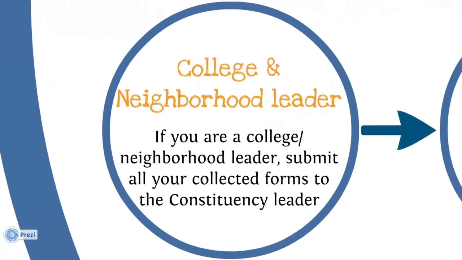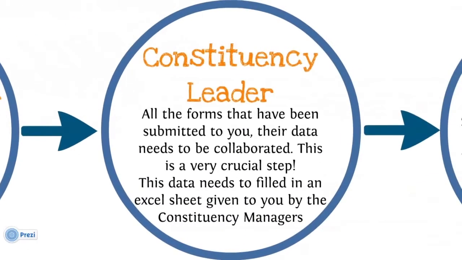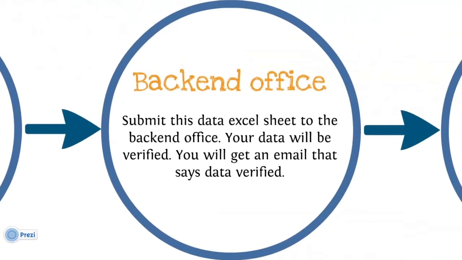If you are a college or neighborhood leader, submit all your collected forms to the constituency leader. If you are a constituency leader, all the forms that have been submitted to you, their data needs to be collated. This is a very crucial step. This data needs to be filled in an Excel sheet given to you by the constituency managers. Submit this data Excel sheet to the back-end office.